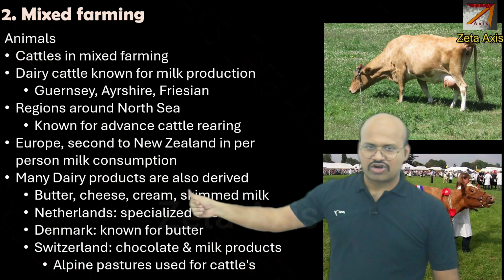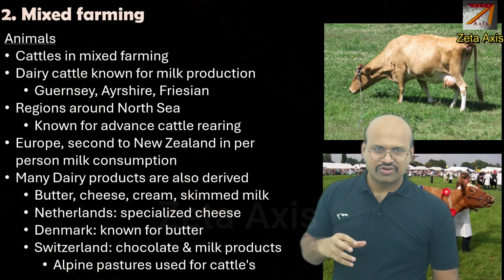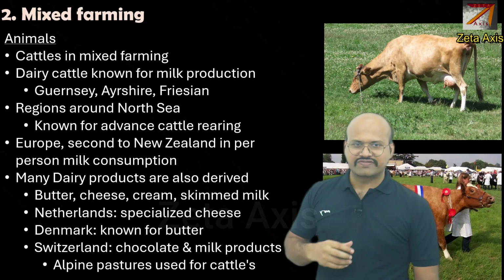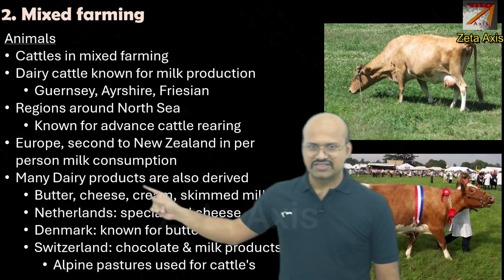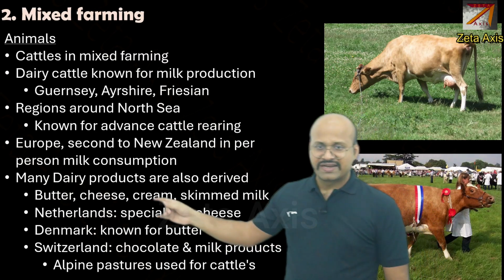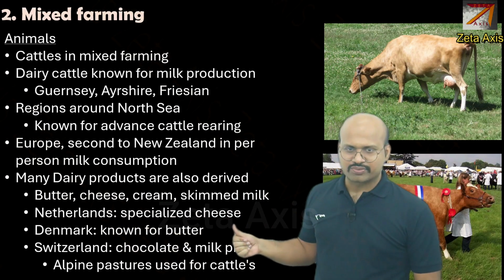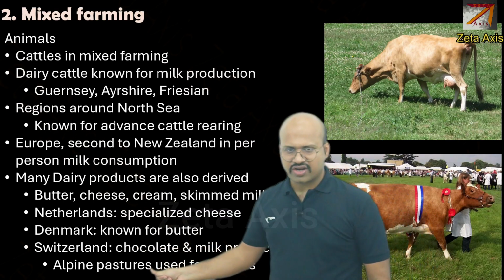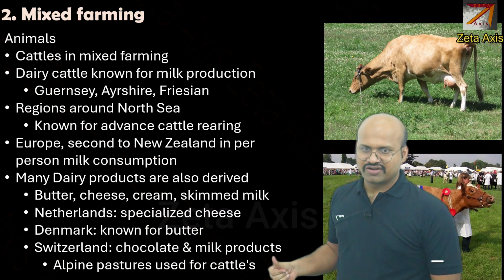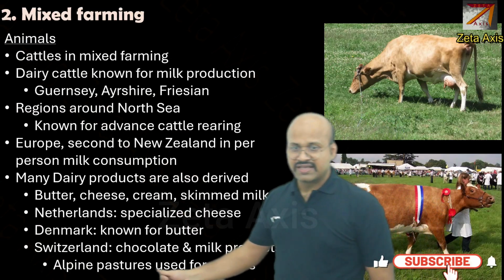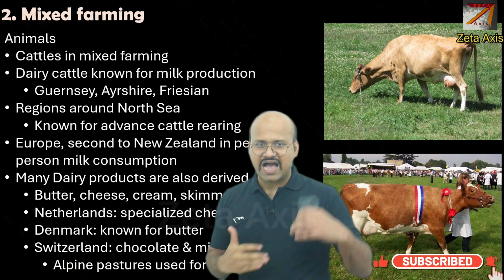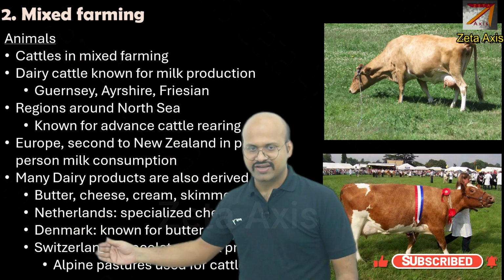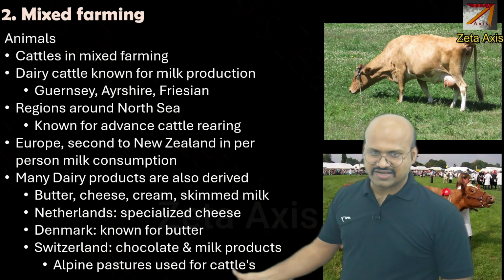Many dairy products are also derived. This region is also famous for producing milk as well as its byproducts: butter, cheese, cream, skimmed milk. The Netherlands is specialized in cheese production, while Denmark is known for butter. In Switzerland, chocolate and milk products are produced. The alpine pastures, that is the high mountain pastures found in Switzerland, are used for cattle grazing.